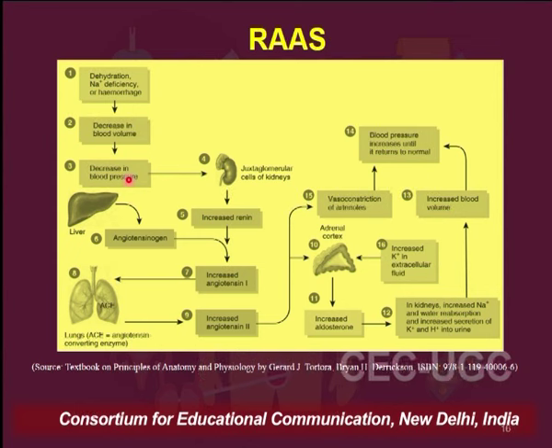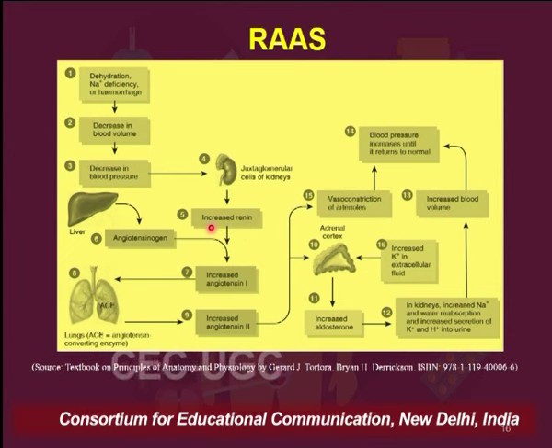This decrease in blood pressure will be detected by the modified smooth muscle cells, that is the juxtaglomerular cells. Now these cells, when they receive this signal, will release an enzyme called renin. This renin enzyme will quickly enter into the circulation. Why am I using the term quickly? Because the half-life of renin is very short.